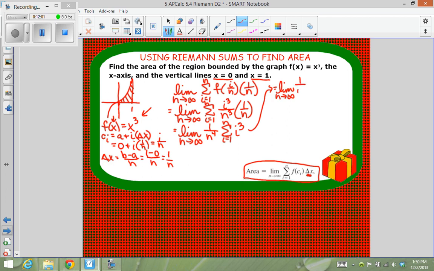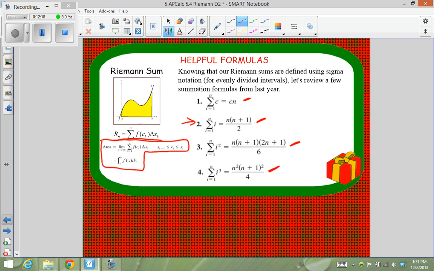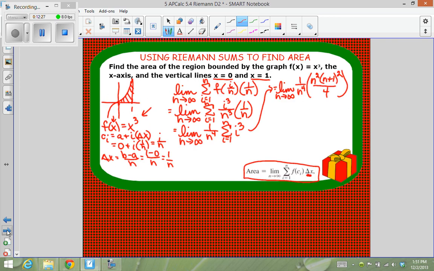That's going to equal the limit as n goes to infinity of 1 over n to the 4th times n squared times n plus 1 squared all over 4. If you don't remember that, always be sure that you go back and look at your formulas. Right here on your I cubed formula, you had n squared, n plus 1 squared all over 4. So going through simplifying my n plus 1 squared, if you FOIL that out, it's going to give you n squared plus 2n plus 1. If not, that's fine because we're just fixing to distribute through.